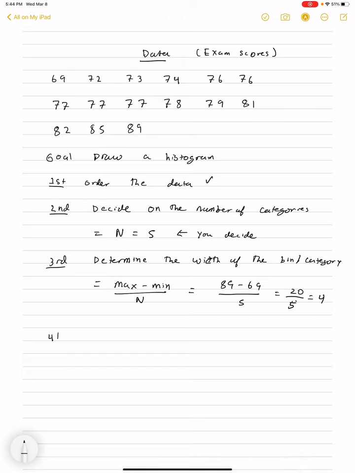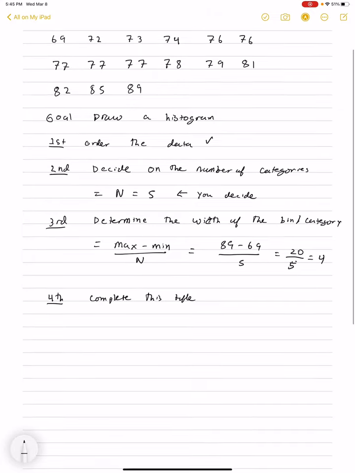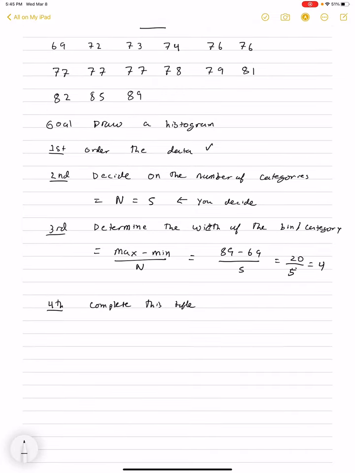Then our fourth step is to complete this table. This table consists of the frequency, which is the same as the count, then the category, or bin. So the first thing we have to do is make the category or bin.